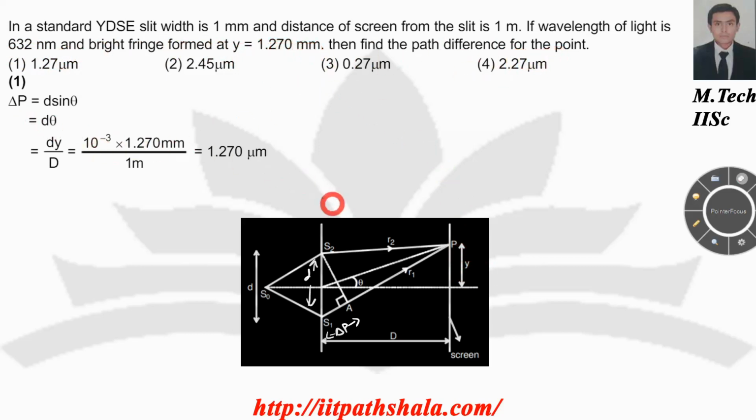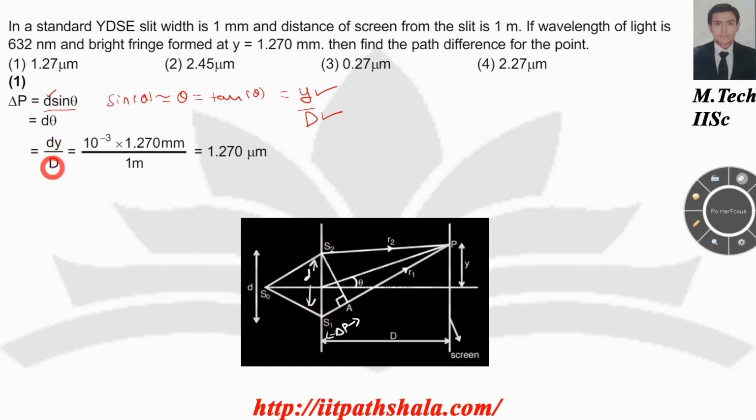As you know from the equation itself, the path difference is nothing but d sine theta, and sine theta is equivalent to small theta. Then you can take this small theta to be equivalent to tan theta, the small angle approximation, and tan theta is nothing but y by D. Now you are equipped with the value of y, you are equipped with the value of D, and you are equipped with the value of small d also, the separation between the slits.